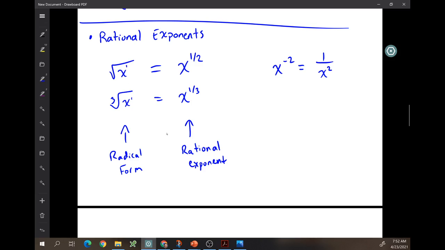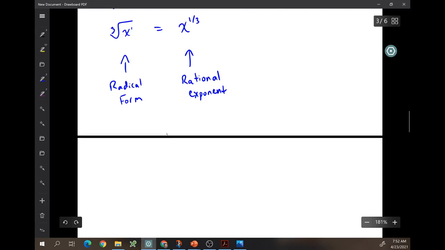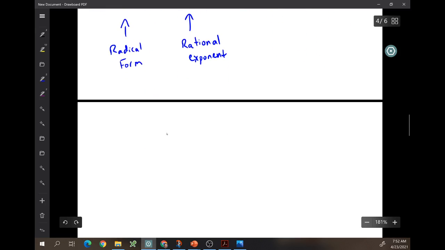So that's why sometimes this method will be preferred, especially in higher math classes. For this class, we're not going to worry about it too much. We're just going to practice writing it back and forth. That's really the gist of what we're doing. So it's not always going to be a 1 inside, though. We want to be careful.